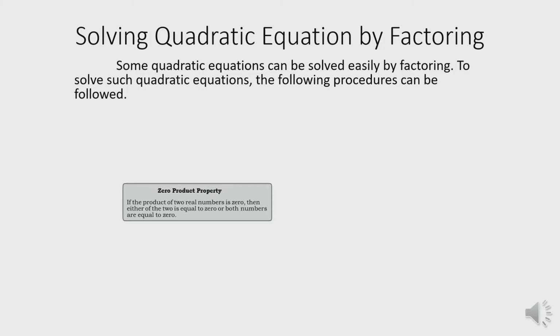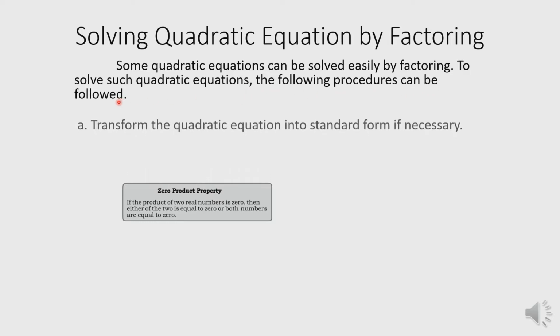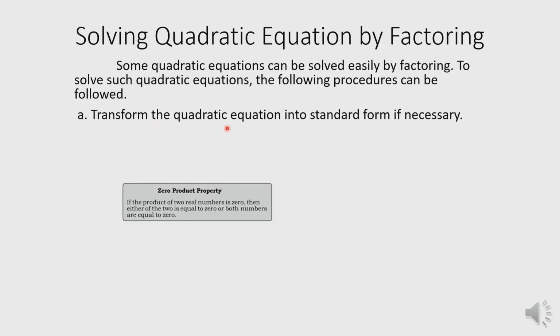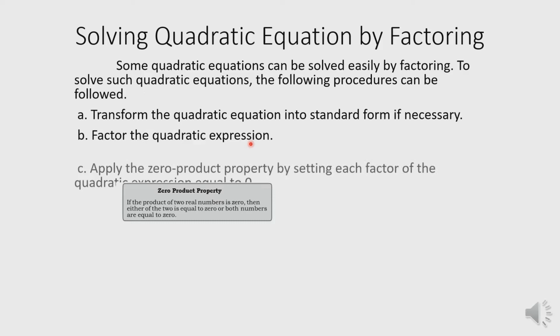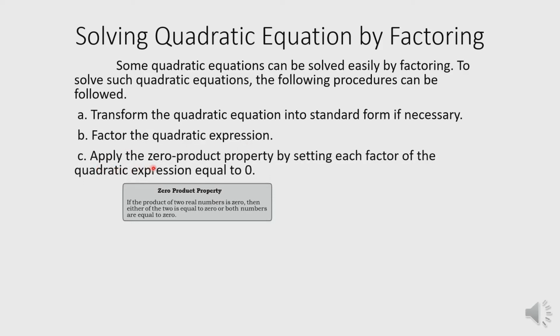To solve such quadratic equations, the following procedures can be followed. A. Transform the quadratic equation into standard form if necessary. B. Factor the quadratic expression. C. Apply the zero product property by setting each factor of the quadratic expression equal to 0.